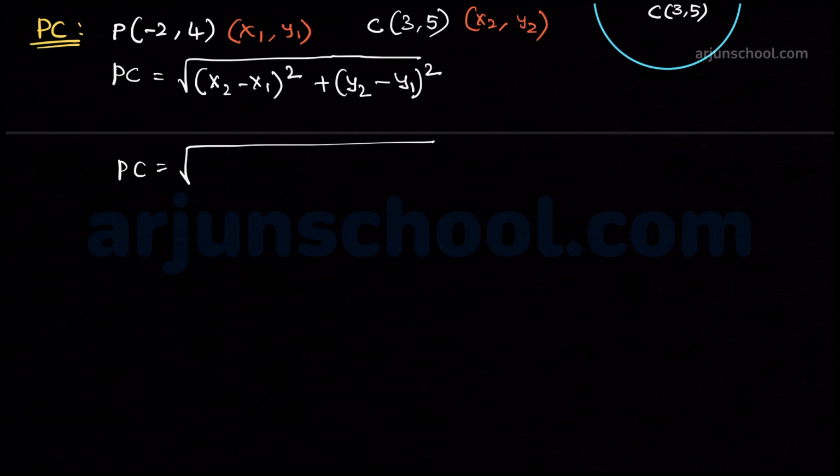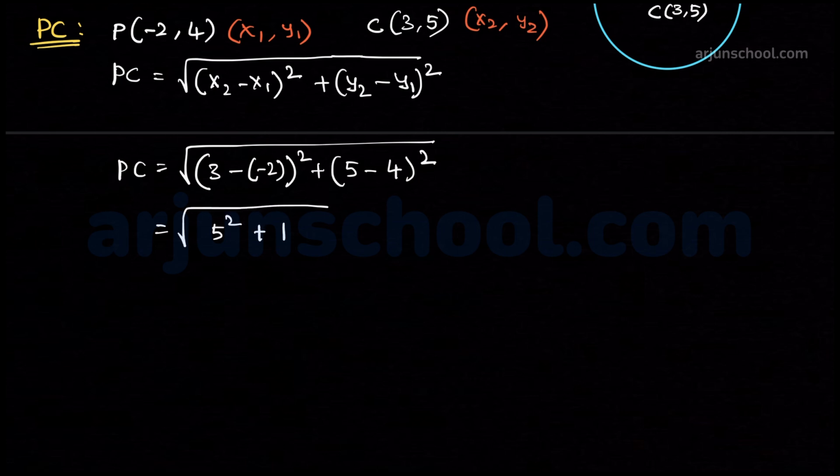PC is equal to root over (x2 is 3 minus x1 is minus 2) whole square plus (y2 is 5 minus y1 is 4) whole square. 3 minus of minus 2 is 5, square, plus 5 minus 4 is 1, square. 25 plus 1 is 26. PC is equal to root over 26.